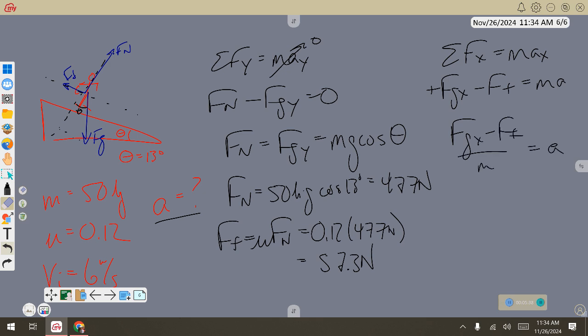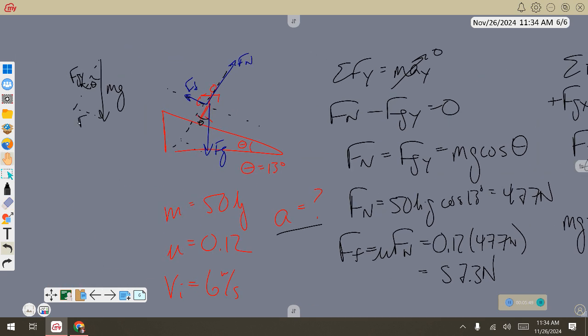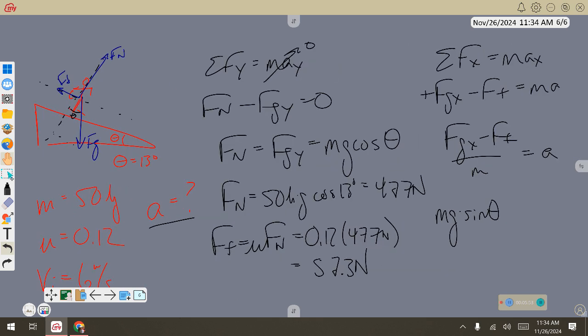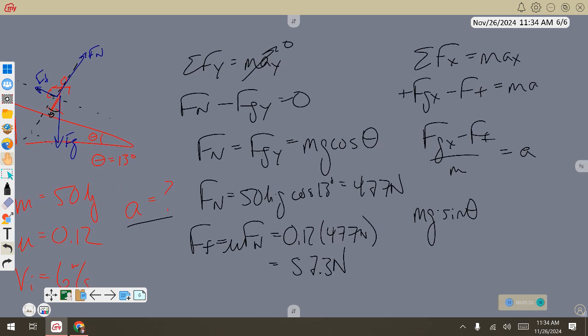to get acceleration. To get force gravity in the x, that's going to be mg times the sine of the angle, because you can see over here, there it is, force gravity in the x is the opposite of that particular side. So minus force friction over m equals a.